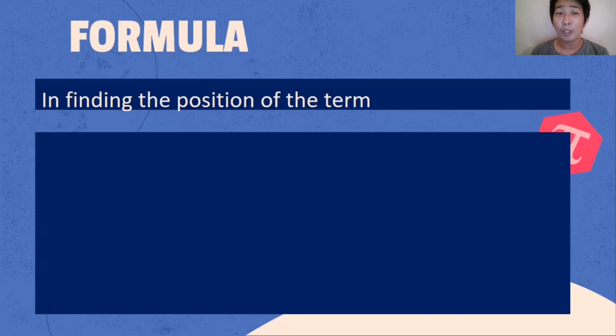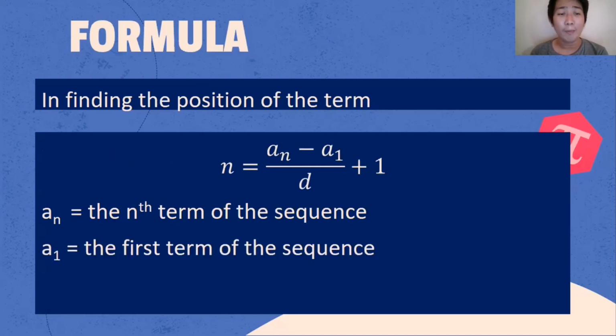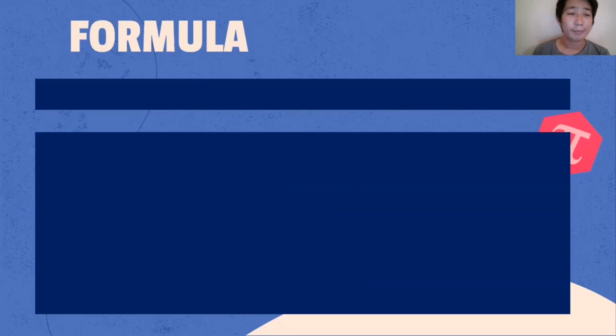In finding the position of the term, this will be the formula. n is equal to a sub n minus a sub 1 over d plus 1, where a sub n is the nth term of the sequence, a sub 1 is the first term of the sequence, and d is the common difference between terms.